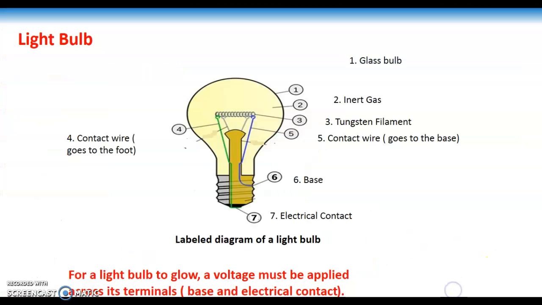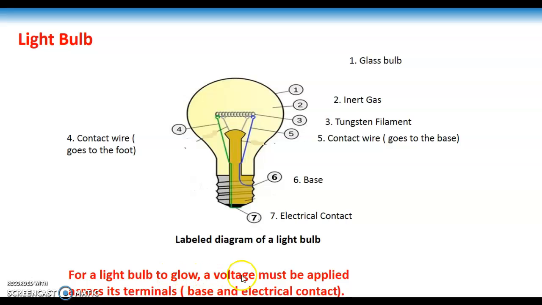The light bulb is composed of a glass bulb, inert gas, tungsten filament, as you can see here, a contact wire that goes from the tungsten filament to the foot, and a contact wire that goes from the other end of the tungsten filament to the base. We have the base, the electric contact.